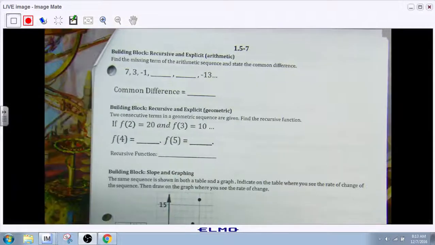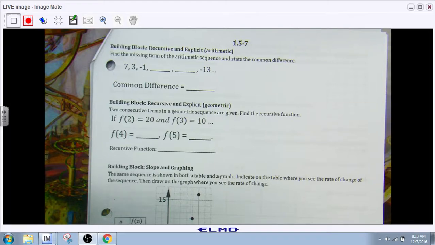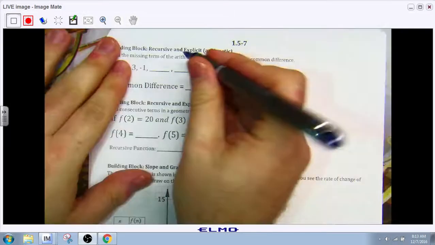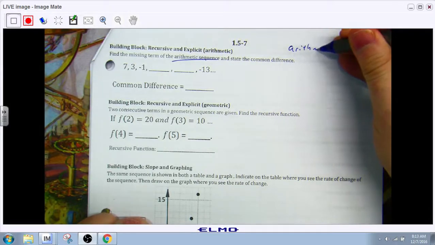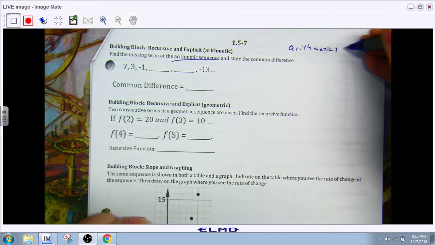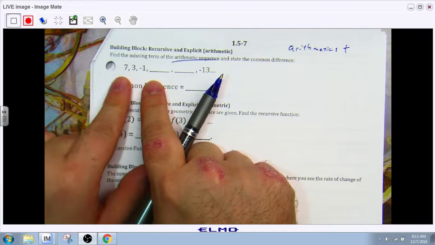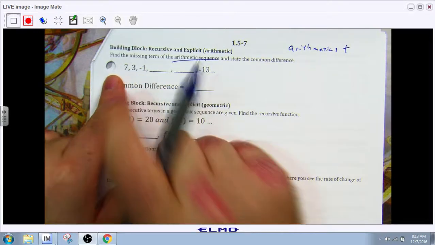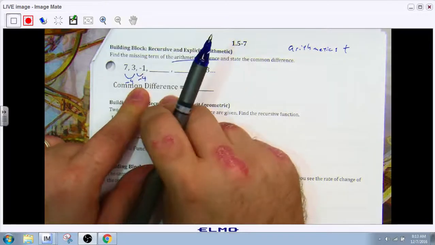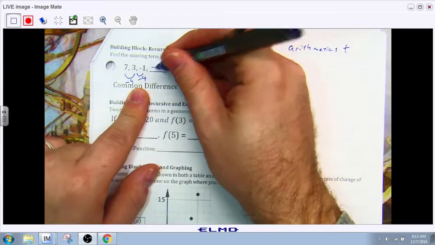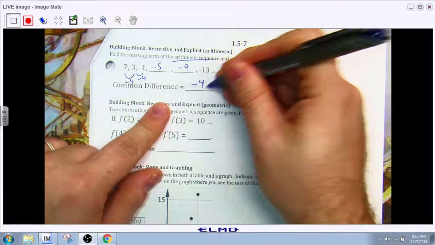Let's go to 1.5 through 7. It wants us to find the missing terms of this arithmetic sequence. And of course, arithmetic means we add. In this case, we're going to be adding a negative number, so it's the same thing as subtraction. So I go from 7 to 3 to negative 1. I can tell that I'm subtracting 4 at each step. Negative 1 minus 4 is going to be negative 5, which is going to be negative 9, which will lead us to negative 13. My common difference is negative 4.